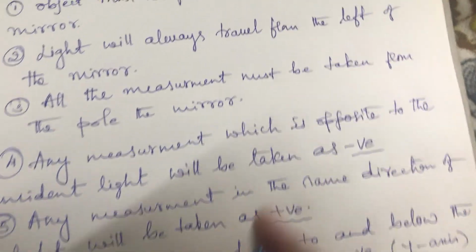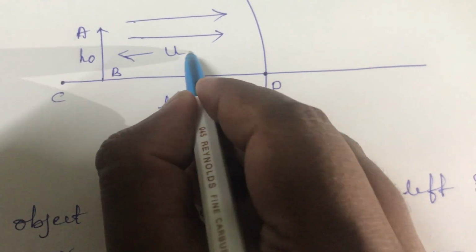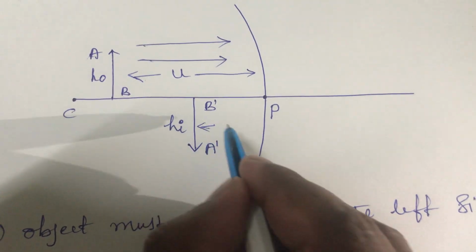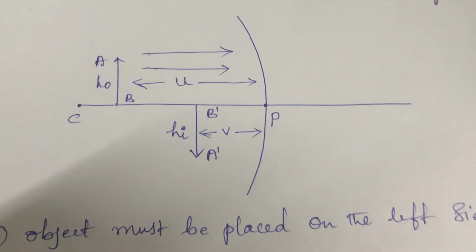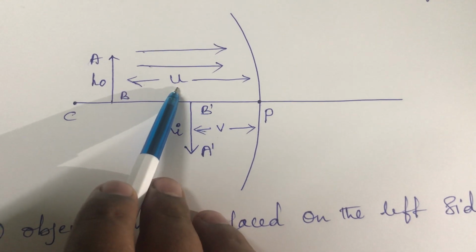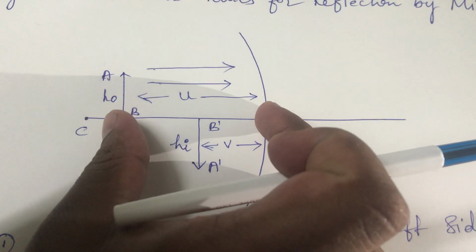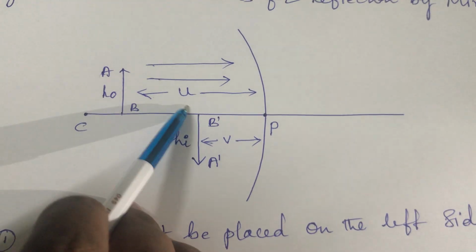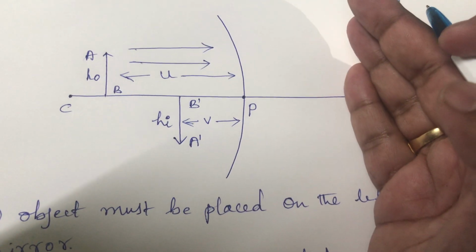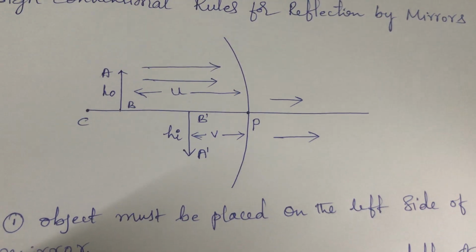Also, we can take it here: the object distance should be taken as u, measured from the pole of the mirror, and v is taken as image distance. In optics, v stands for image distance and u stands for object distance. If you are measuring in this direction, opposite to the incident light ray, then u and v must be taken as negative. By chance, if the image is formed on this side, then you have to take it as positive.